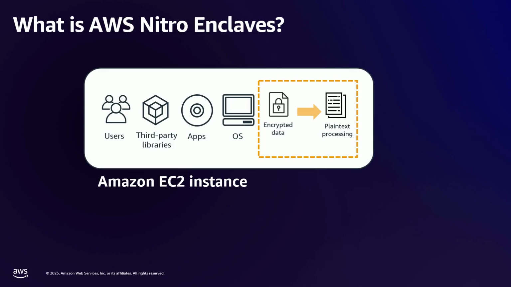AWS Nitro Enclaves is an EC2 service feature. That's the important bit, right? It's not a net new AWS service that you have to go consume. It's a feature of Amazon EC2. And what it gives you is an isolated execution environment, like I said, so that you can bake your sensitive code and data that you want to protect from unauthorized access into this enclave, into this isolated execution environment, right?